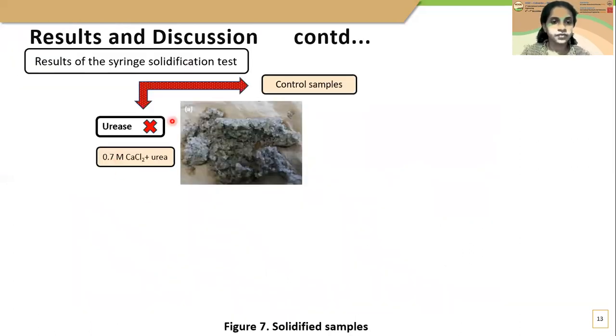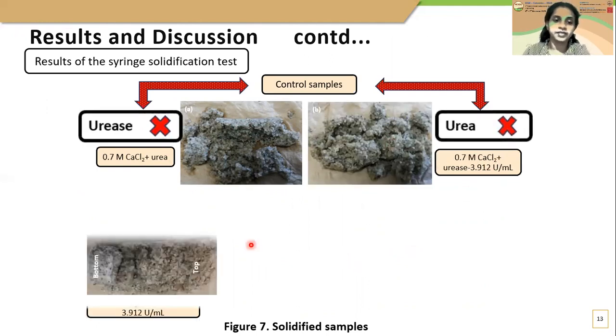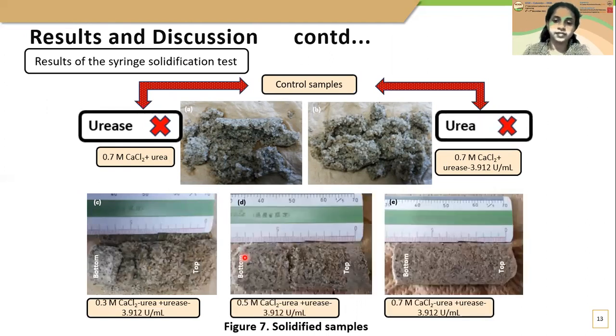For the syringe solidification test, we conducted 2 control samples. One is with calcium chloride and urea, without urease. The other control sample uses calcium chloride and urease without the urea. In addition to that, we prepared several specimens by changing the calcium chloride urea and urease concentration.